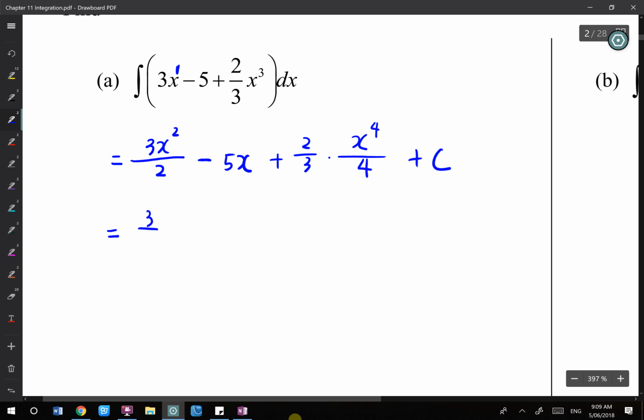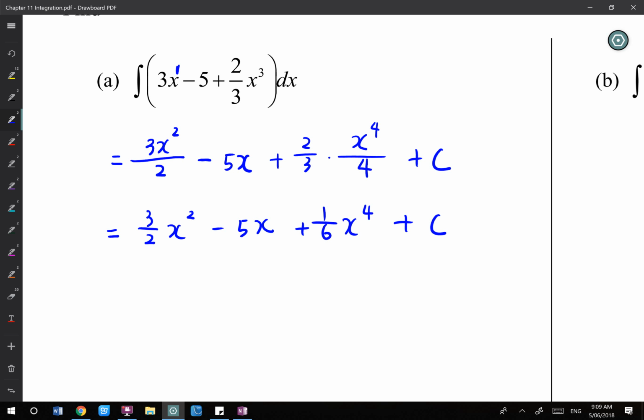So I can simplify that a little bit. That's 3x to the power of 2 over 2, minus 5x, and that's 2 over 3 times 1 over 4, which is 1 over 6x to the power of 4, plus c. What's the method to check? Diff that. So you diff your answer to see if you have the things inside. Diff that, that's 3x. Diff minus 5x, that's minus 5, that's good. That's 4 on 6x to the power of 3. 4 on 6 is 2 on 3, so we get it. That's how we can check it.